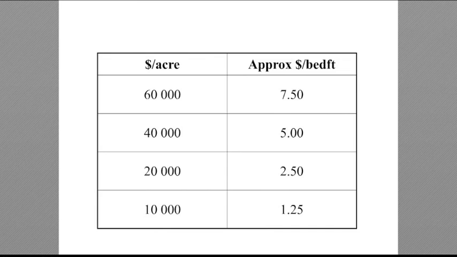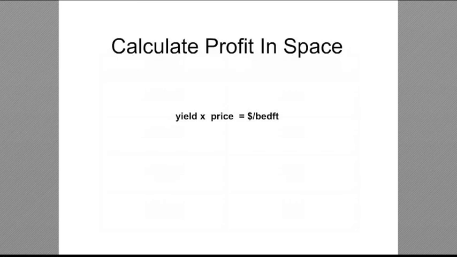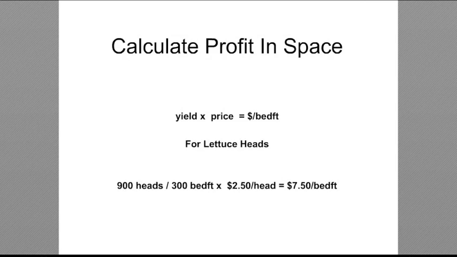So to calculate the profit in space, you essentially take the yield of the crop multiplied by the price of the crop, and that gives you a certain dollar per bed foot. So if we were talking about lettuce heads, the vegetable lettuce, if you could harvest 900 heads of lettuce from a bed that was 300 feet long, and you sold those heads for $2.50 apiece, that would give you about $7.50 a bed foot.